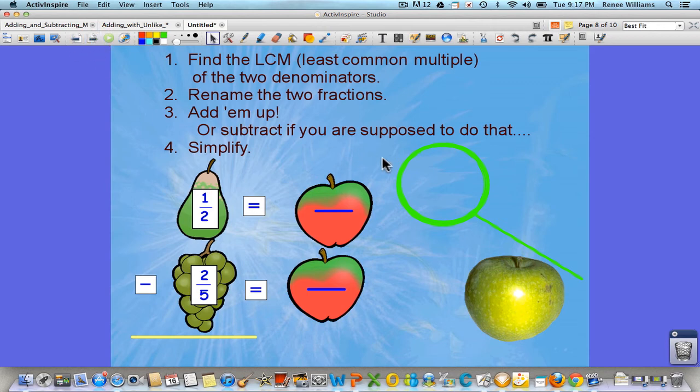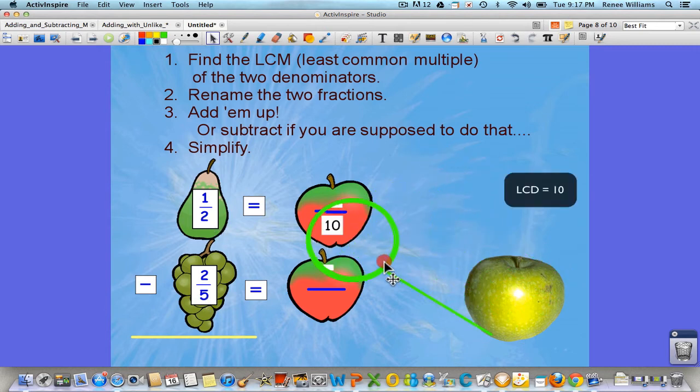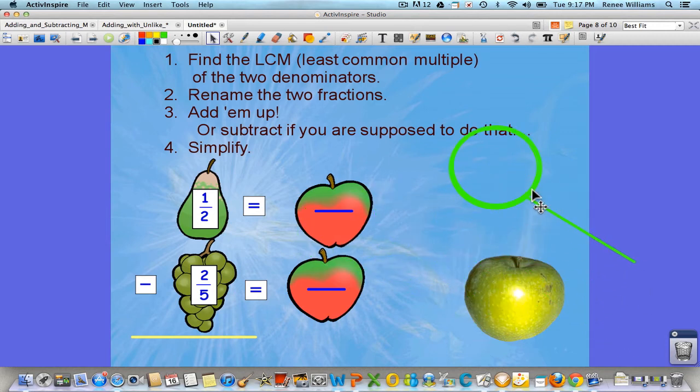Let's take a look at a couple more problems. The least common multiple between these two problems, 2 and 5, is, if you said 10, you would be correct. So 1/2 becomes 5/10, and 2/5 becomes 4/10. 5/10 minus 4/10 is 1/10. Let's look at one more example.